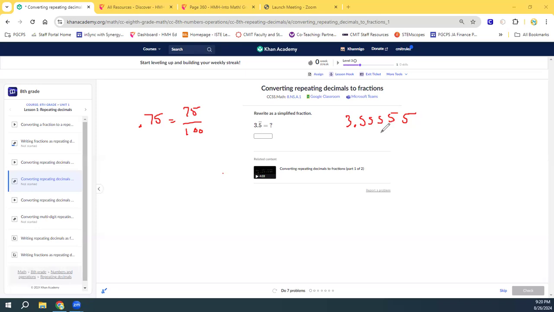So when you have a repeating decimal and you want to write it as a fraction, check it out. I'll show you the process. We're going to write the repeating decimal itself as x.